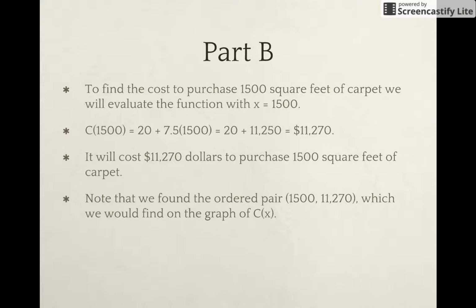In part B, we want to know the cost to purchase 1,500 square feet of carpet. And so again, we'll let x equal 1,500. In function notation, this is finding c of 1,500, and that's just simply letting x equal 1,500. When we do that, we find that the cost for purchasing 1,500 square feet of carpet is $11,270. And similarly, we would know that we would have the ordered pair (1,500, $11,270) on the graph of C of x.